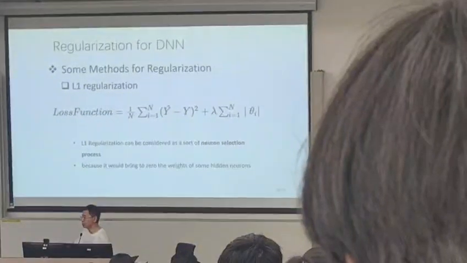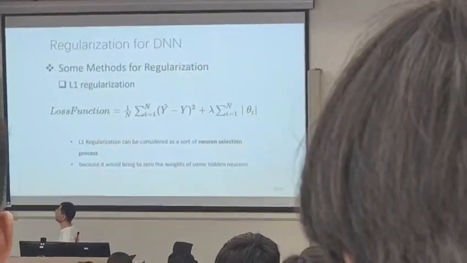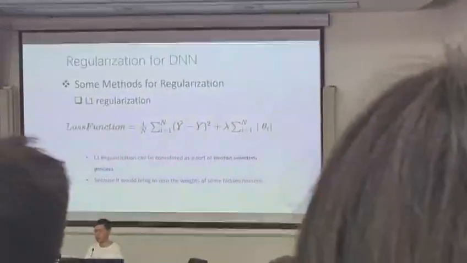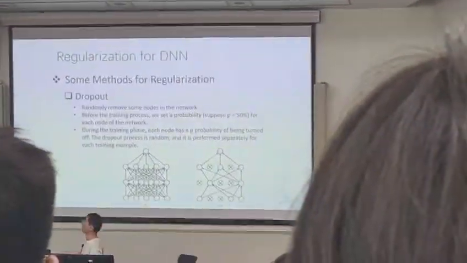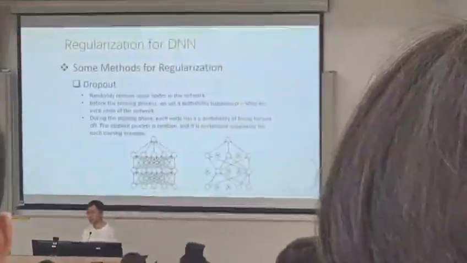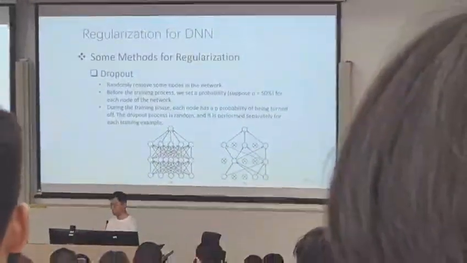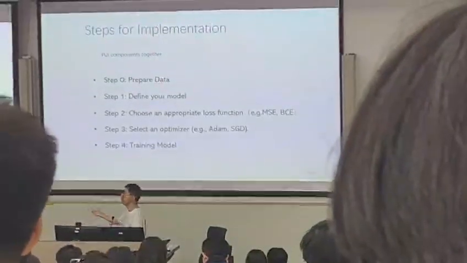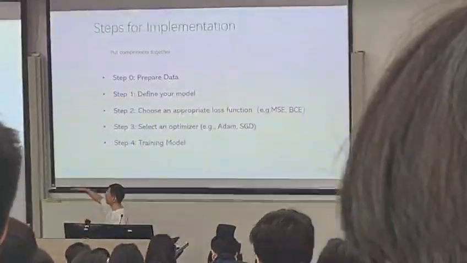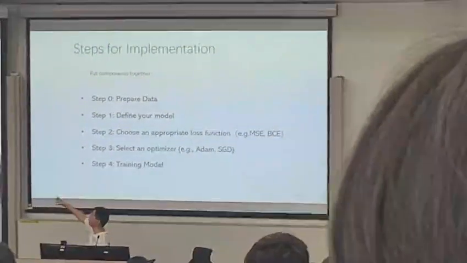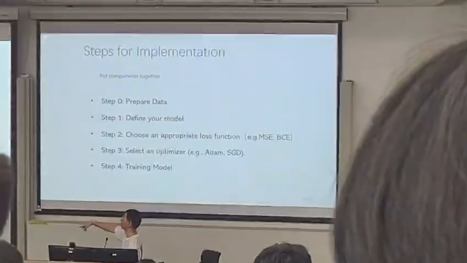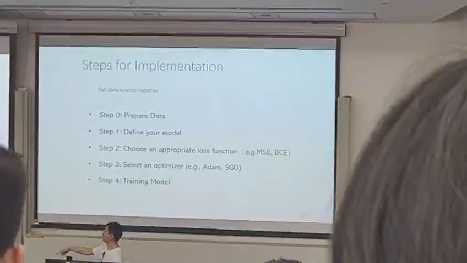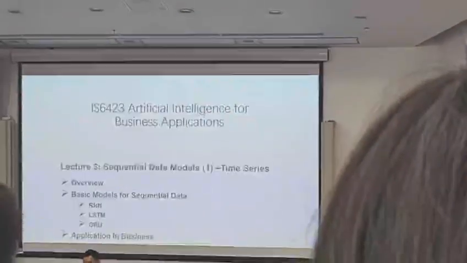Also, to prevent overfitting of the artificial neural network, we need to have certain steps, for example, regularization and dropout. How can regularization and dropout help us prevent overfitting, or prevent a very complicated neural network? To implement this, we learned in our tutorial how we go from the preparation, define the model, choose the loss function, choose an optimizer, and train the model.